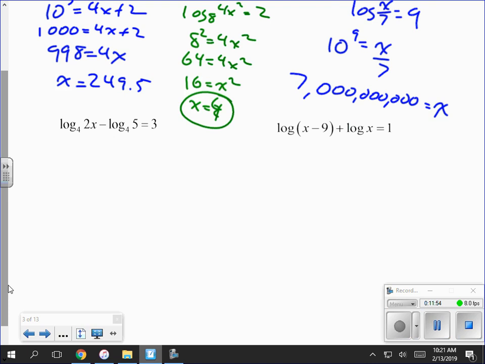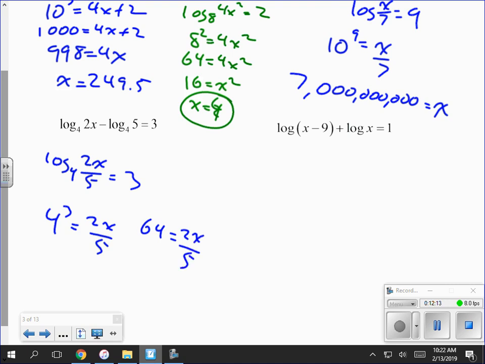Okay. Next one, combine them up into 1. So I get log base 4 of 2x over 5 is equal to 3. Loop it, so I get 4 cubed is equal to 2x over 5. 4 cubed is 64. 2x over 5. Multiply by 5, divide by 2. X is 160. And no, these are not the problems you absolutely need your calculator for.